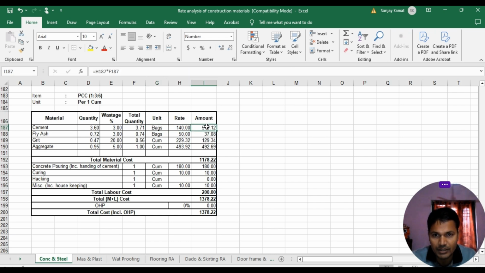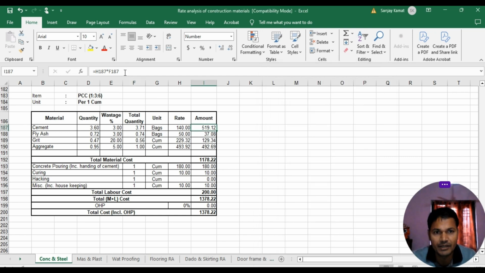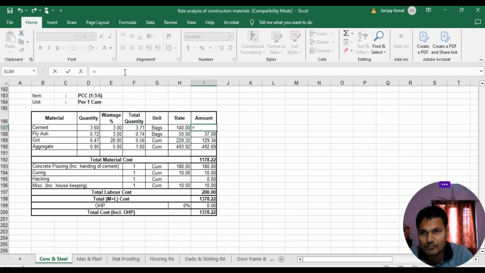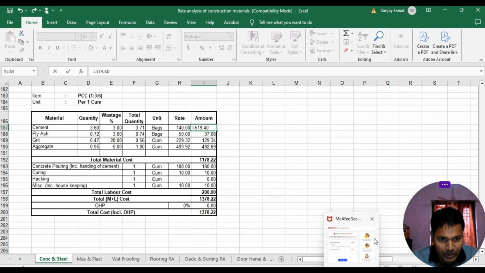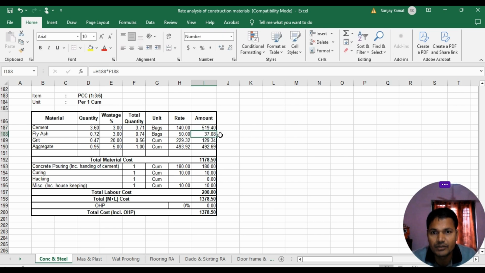Let's check how much this value comes to. 140 into 3.71 comes to 519.40, but here we have rated this value differently, so we have to write down 519.40 here. This is absolutely correct. So we have written this, okay.